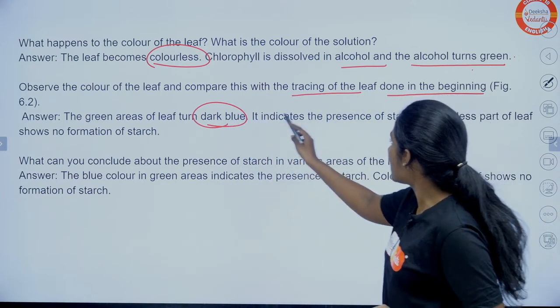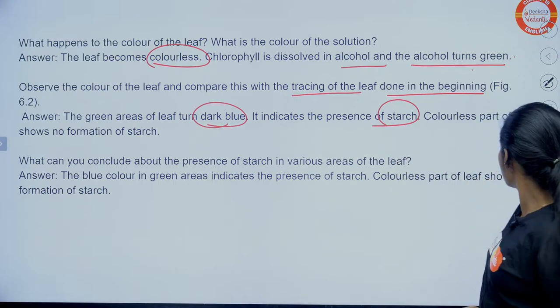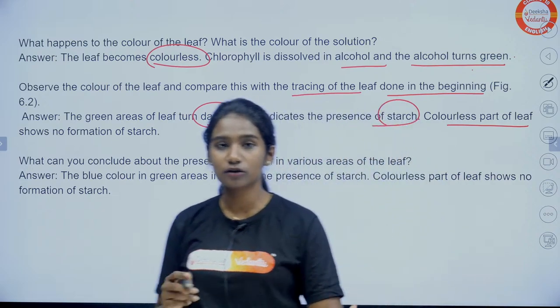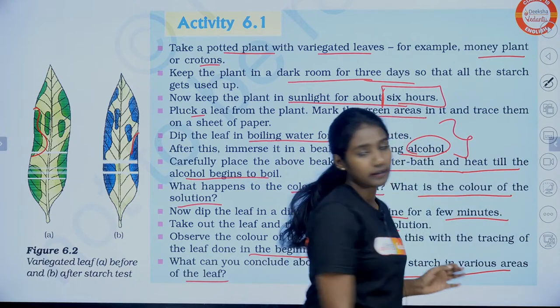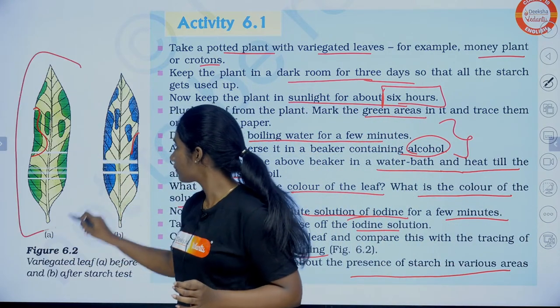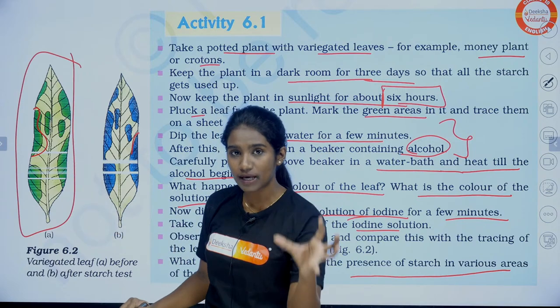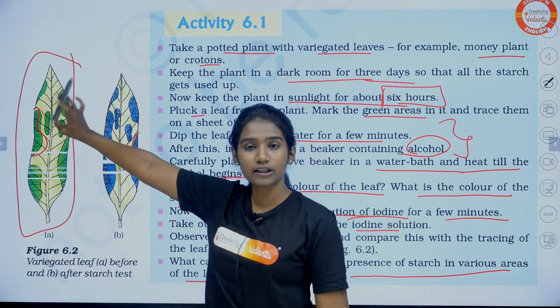And then this indicates the presence of starch. Clear with that, students? And the colorless part, over there starch is not there. Why? Because in that region there was no pigment, like you can see in this image. Wherever there is green color, over there the chloroplast is present. Within the chloroplast there is chlorophyll pigment, whereas in the other region it is not there.